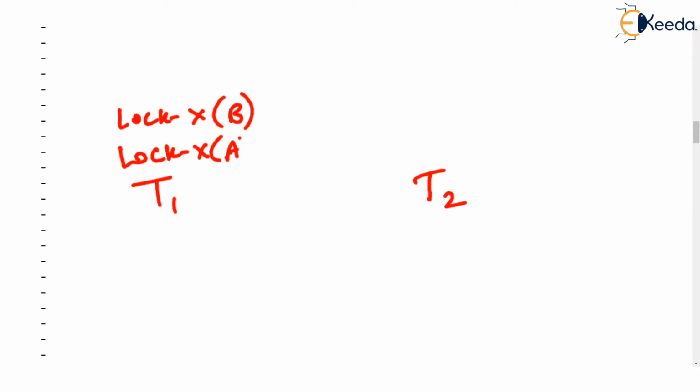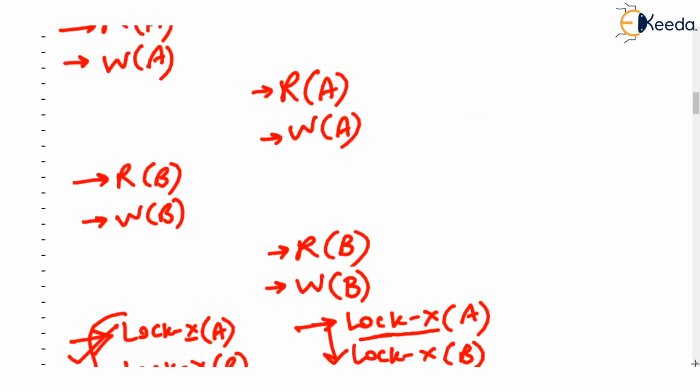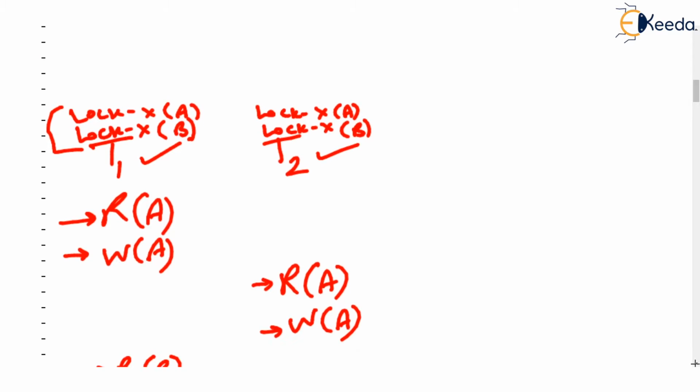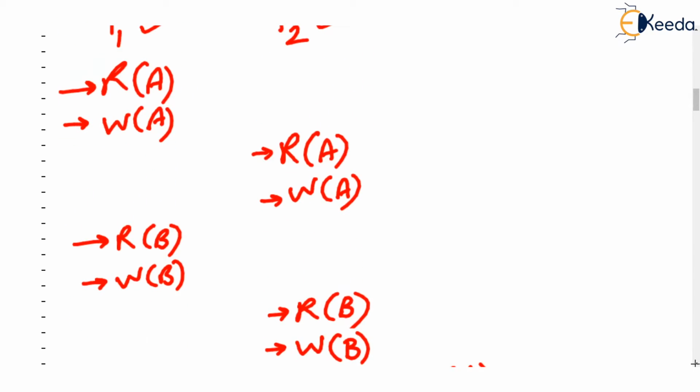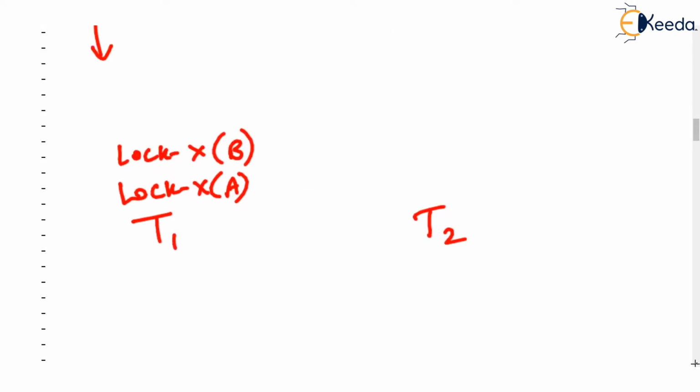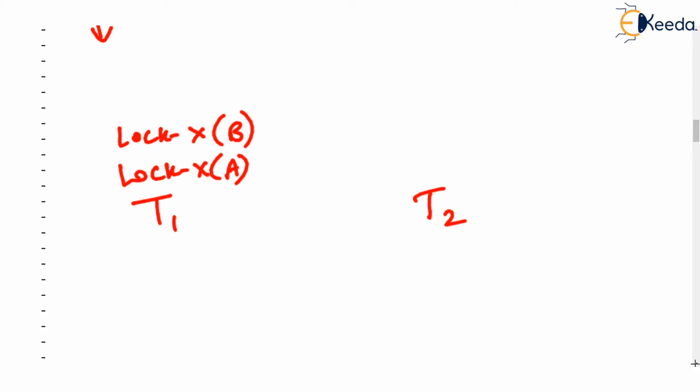Let's say again with our reference T1 and T2, T1 tries to lock A and B. Just imagine the sequence of locking is like this: lock B and lock A. This is in reference with our transaction that we have written over here, isn't it? Read A, write A, read B, write B. So both transactions want A and B. And the sequence with which T2 locks is, let's say, lock X A and lock X B.